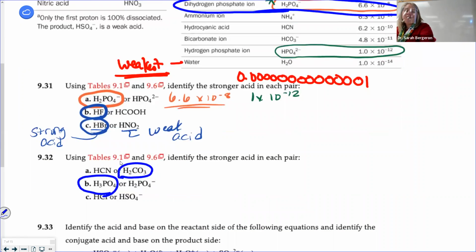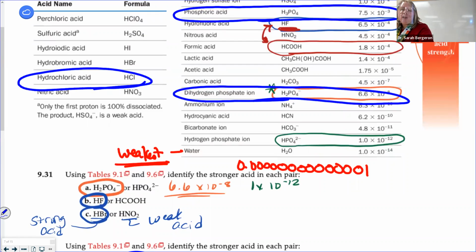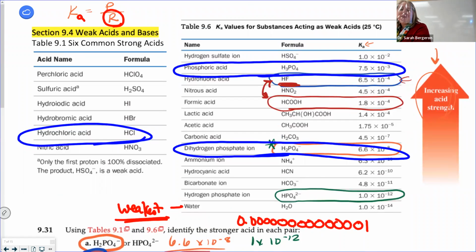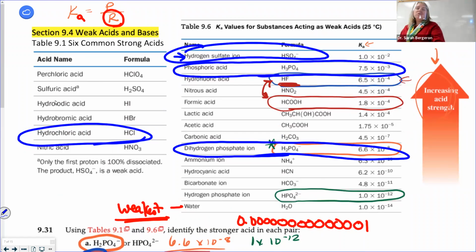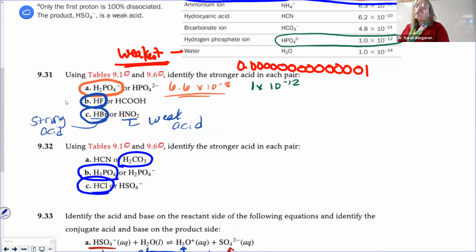Okay, then the last one is HCl or HSO4. Now, I know you know something. What is HCl? That's a strong acid. I'm comparing that to HSO4 minus, which is right here, our hydrogen sulfate ion. Which one is stronger, a strong acid or a weak acid? A strong acid. So anytime you see a comparison where you have a strong versus a weak, your strong trumps.